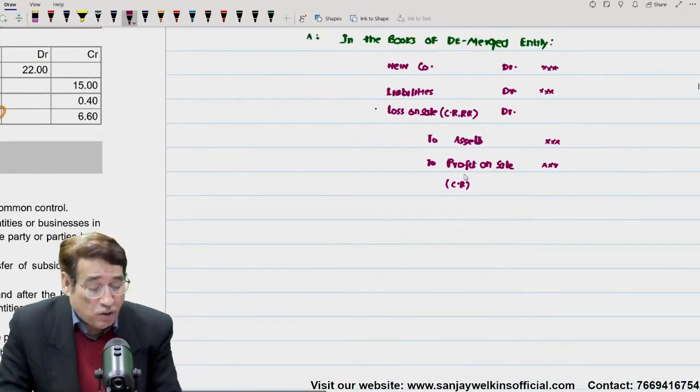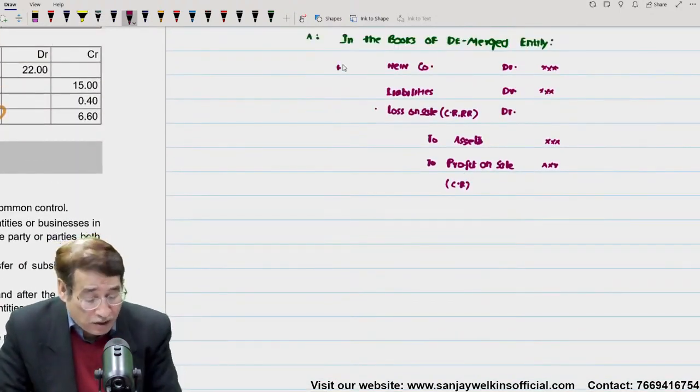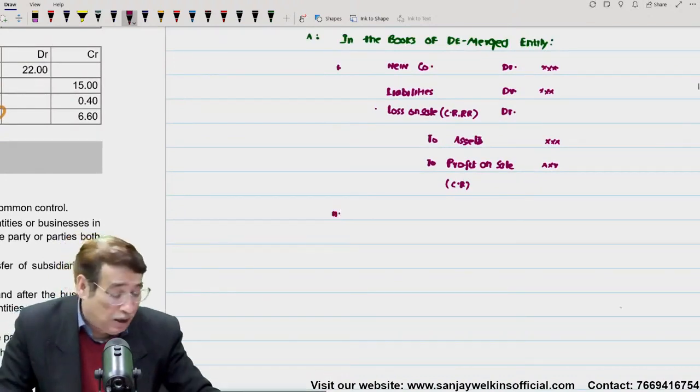It is fine. So under it, your first entry will be like this. Very simple. In the books of demerged entity, there is no problem at all. Now see here.